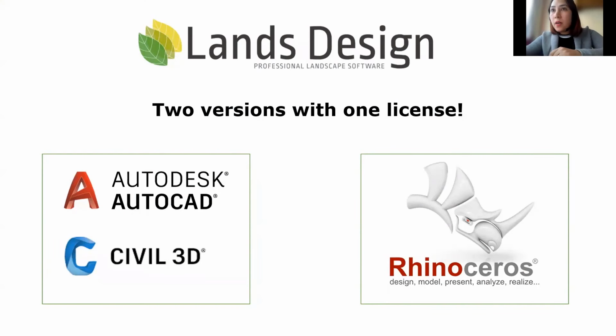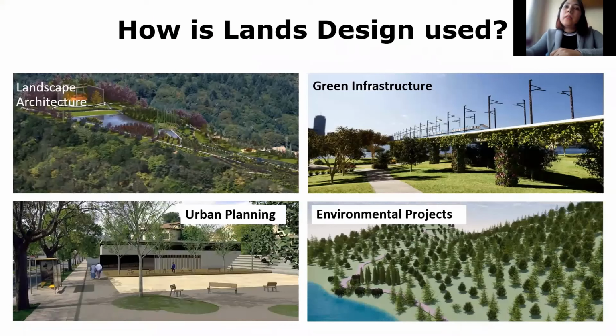There are two versions of Lands Design. One works on top of AutoCAD and Civil 3D, and another on the Rhino environment. But with the same license, you may have both versions. Lands Design nowadays is used in landscape architecture, in green infrastructure by civil engineers, in urban planning projects, and in environmental projects for modeling the forests and this kind of projects. Let's see its main features.